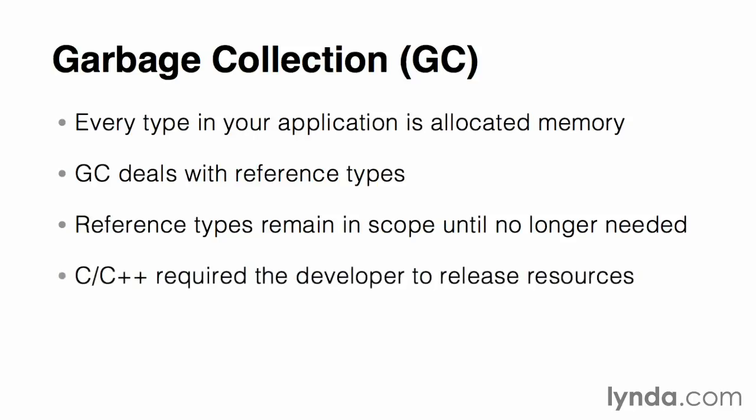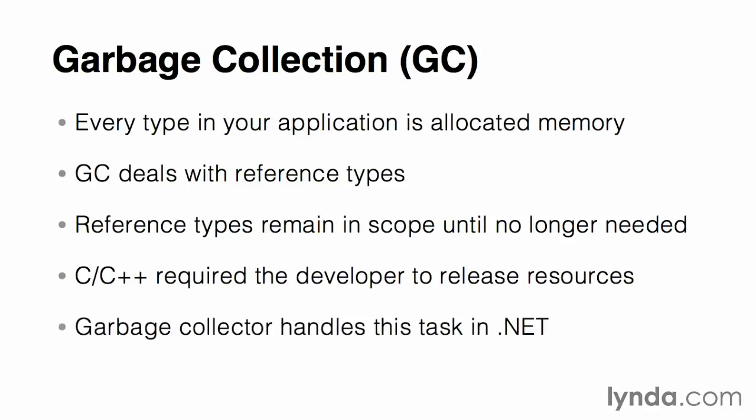C and C++ developers had to release memory resources themselves. So each time they created an object in their code, they had to monitor and manage the pointers or references to those actual resources or those objects within the code. And then when they were no longer required, they had to destroy them. If they didn't, this is what created memory leaks within their application. Fortunately for you, developing in the .NET world, the garbage collector will handle this task for you.